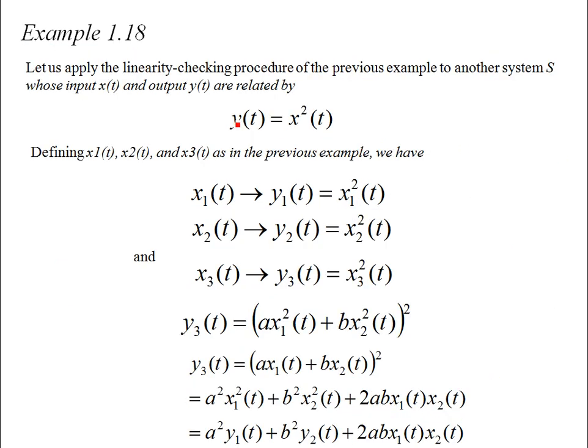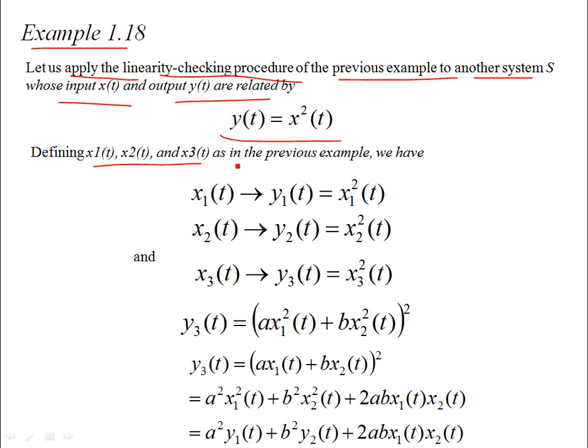Okay, let's consider another example and apply the same principles. Let us apply the linearity checking procedure of the previous example to another system S whose input and output are related by the quadratic. The output is obtained by taking the square of the input, x squared of t. So let's define x1, x2, x3 as in the previous example. For input x1, we have an output y1, x1 squared. Similarly, for x2, we have an output y2, which is x2 squared.